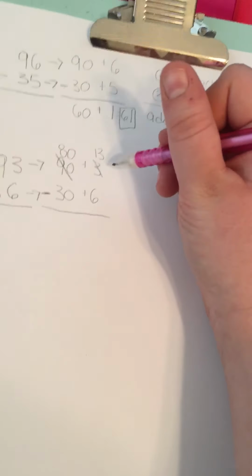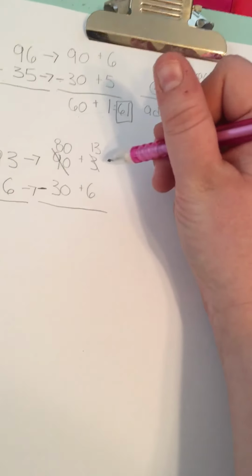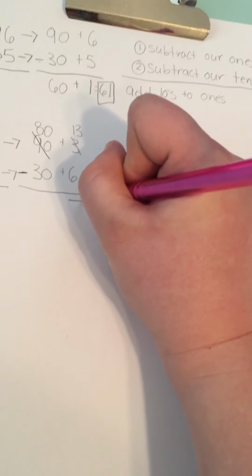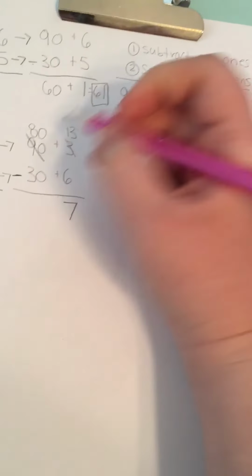Well, I know that 6 plus 6 gives me 12. So one more, 6 plus 7 must give me 13. 80 minus 30 is 50. I subtracted, now I add these together. 50 plus 7 equals 57. So now I know 93 minus 36 equals 57.